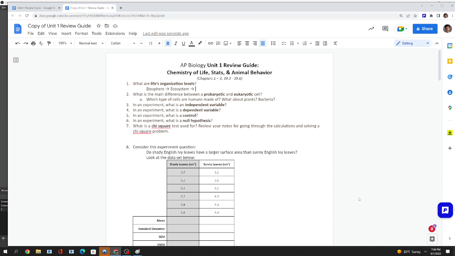What are life's organizational levels? You have a biosphere and ecosystem provided to you, and for right now, I'm going to be typing out the rest of the answers. You have a community, you have a population, then you have organisms. After organisms, you have an organ system.